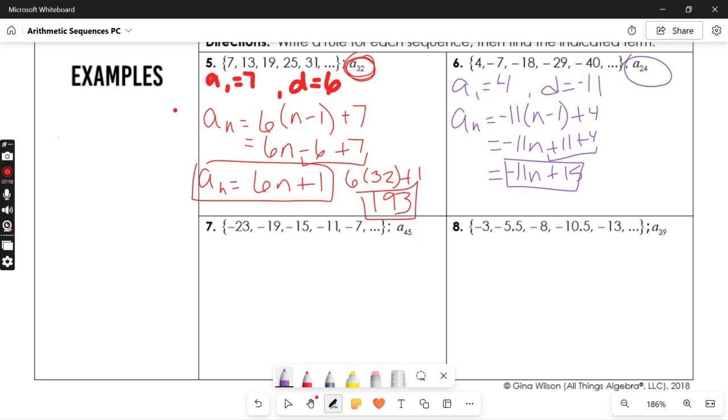And then it wants me to find the 24th term. So this time I'm going to plug in 24. So I'm going to do -11 times 24 plus 15. And when I do that, I get -249.